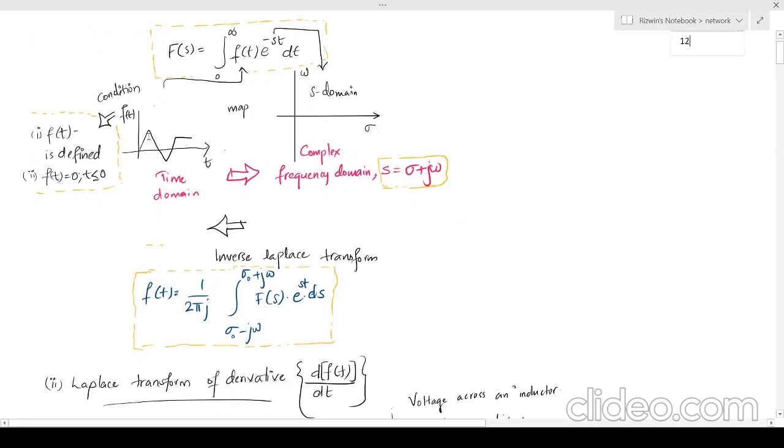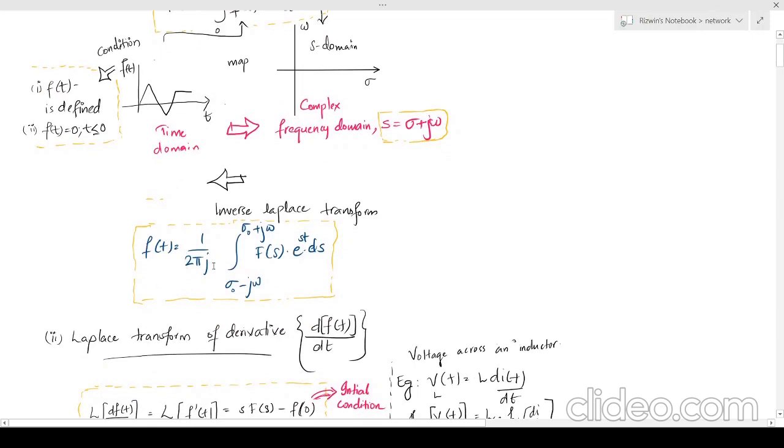Because f(t) can be mapped into an S domain, there exists an inverse Laplace transform, which is given by f(t) is equal to 1 by 2 pi j, integral from sigma minus j omega to sigma plus j omega, F(s) e raised to st ds. The complex frequency domain is given as s is equal to sigma plus j omega, where the complete domain in S is just a complex frequency domain. It's not the frequency that we have dealt with in AC circuits.